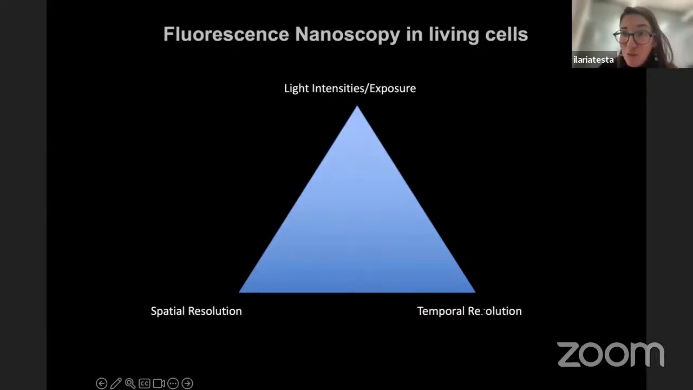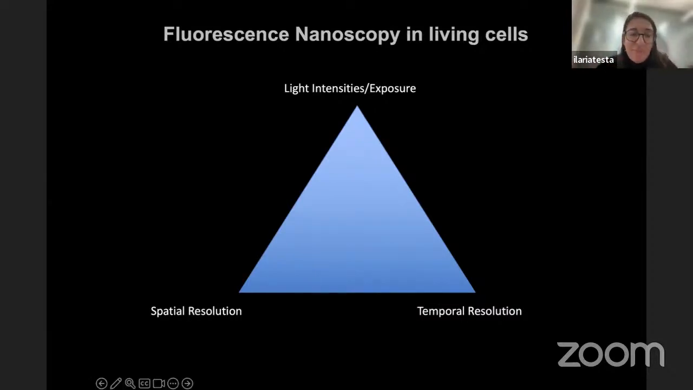Why? Because you need to sample more and eventually add additional light for enabling this transition. And that will bring you far away also from the light exposure, right? So you become more phototoxic. So there are triangles, and that we call a trade-off, right? Every technique has its own trade-off.